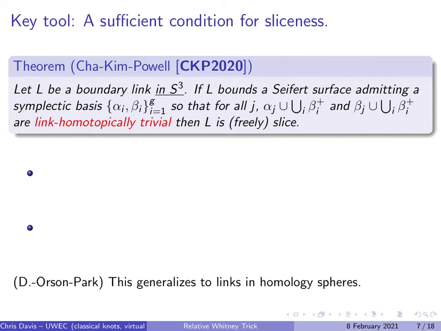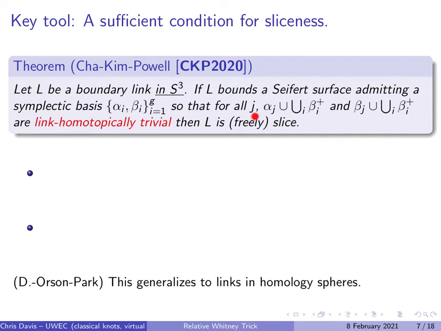Well, here it is. Recently proven just last year by Jae-Choon Cha, Min Hoon Kim, and Mark Powell. If L is any boundary link in S3, so what is a boundary link? A boundary link is a link whose components bound a disjoint collection of surfaces in S3. That collection of disjoint surfaces is called a Seifert surface. If that Seifert surface has a symplectic basis, well, any orientable surface does.